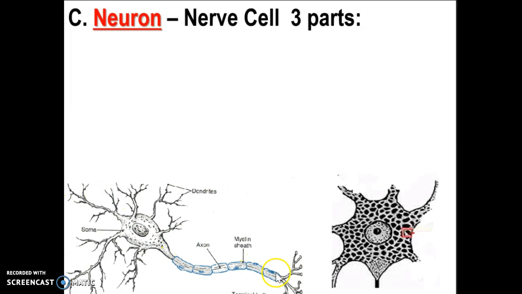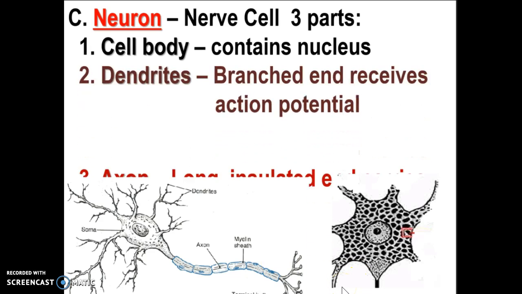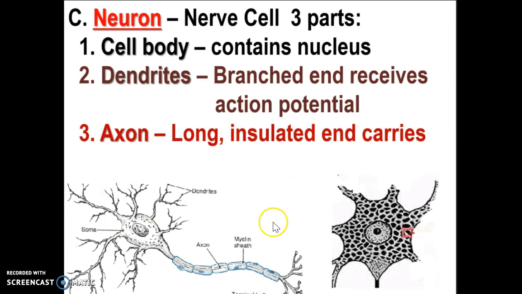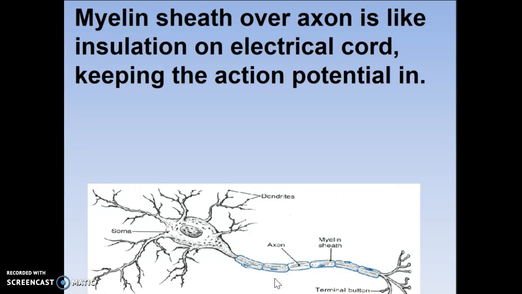Around the axon, you have this myelin sheath, which acts like an insulator, so you don't have a short, basically, of the electrical signal leaving. It helps that electrical signal zip straight through to the end. So you've got your cell body, your dendrites, and your axon. The dendrites reach out, the axon is a long little piece of the cell surrounded by a myelin sheath. The myelin sheath is like the insulation on an electrical cord, like I said, and it keeps the action potential in.